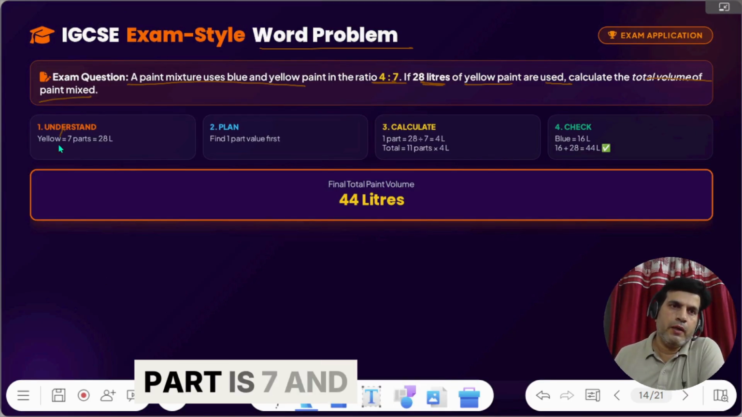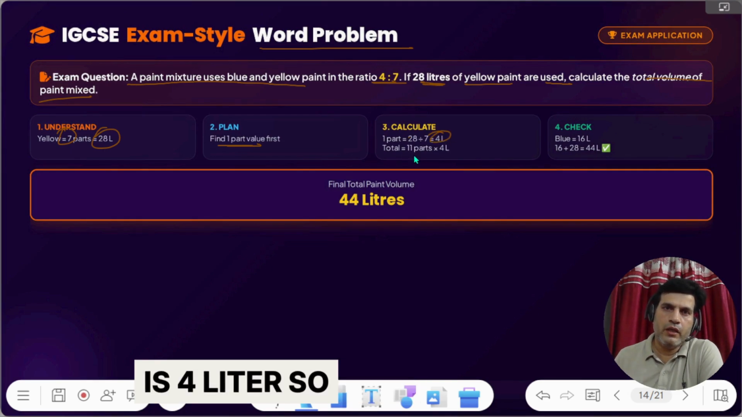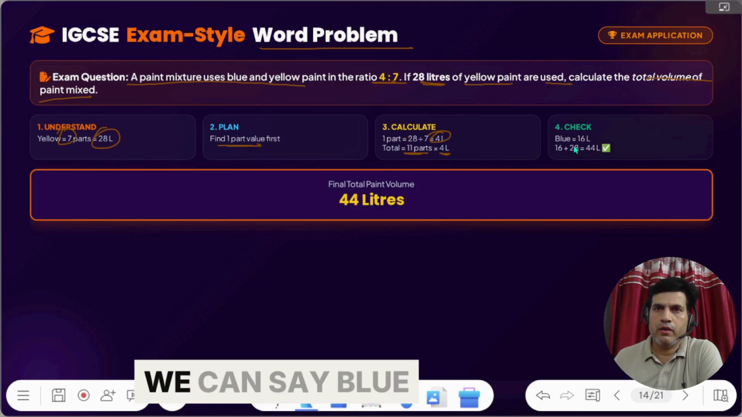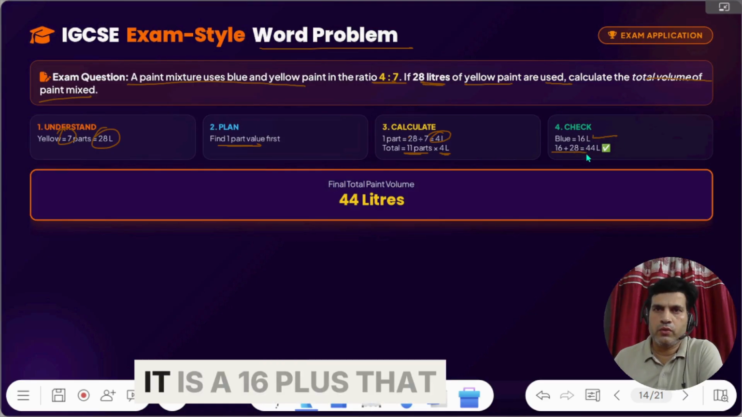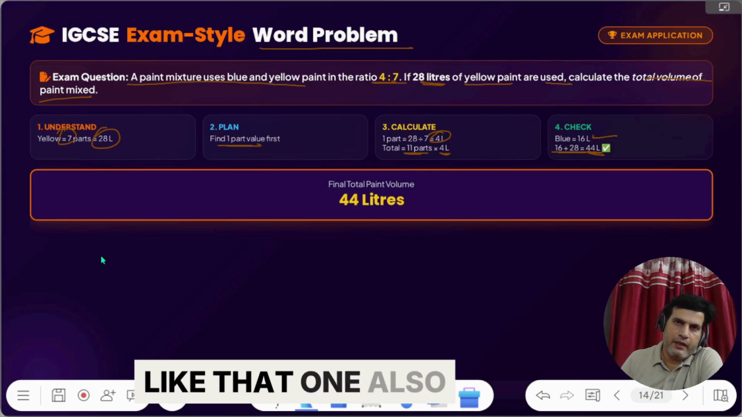So the yellow part is 7 and it is 28, so find one part: 28 divided by 7, that is 4 liters. So for 11 parts we have 4 into 11, that is 44. Or we can say blue is 16, so 16 plus 28, that is also 44. So we can find it like that.